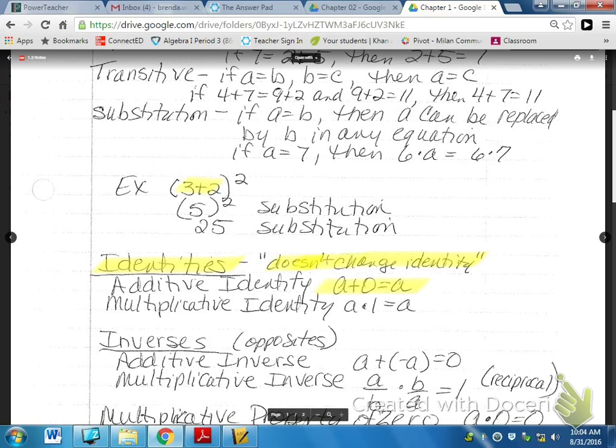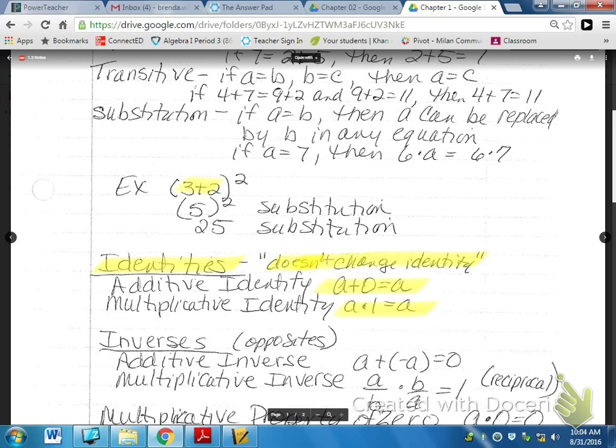Multiplication is called the multiplicative identity. When you multiply by 1, it doesn't change the value. So that would be A times 1 equals A. All right, that's the multiplicative identity. All right, questions on the identities.